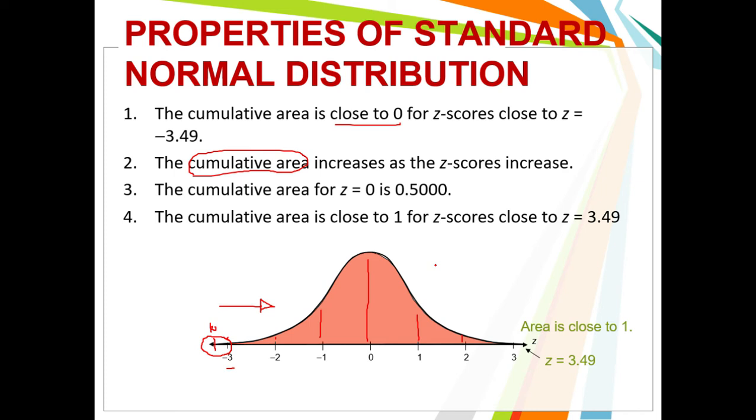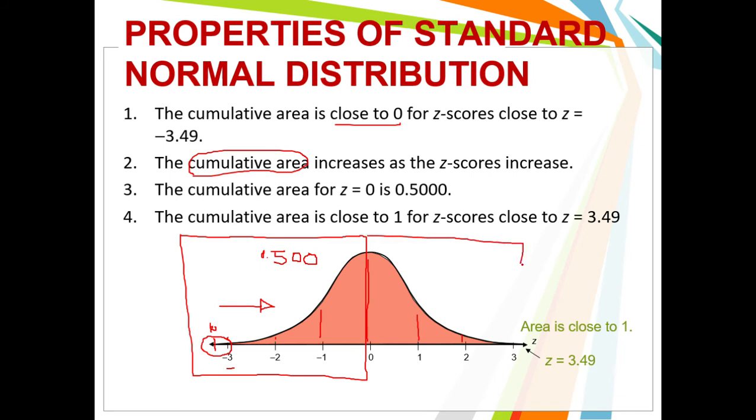The third property: the cumulative area for z equal to 0 is 0.5. Okay? Since ating 0 is the line of symmetry, so ibig sabihin yan, half of the curve is equal to 0.5 because ang buong area natin or ating buong normal curve is equal to 1. Okay? So yung ating left na half is 0.5, that is from the line of symmetry. And then yung sa right naman is also the same. Okay? So yung ating right side is also equal to 0.5.